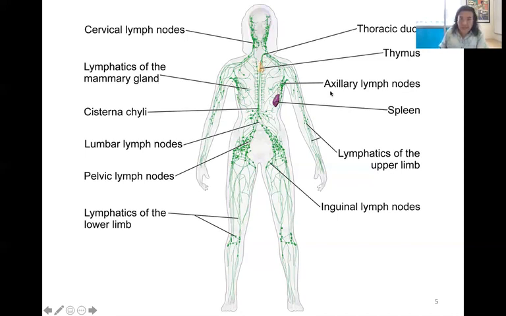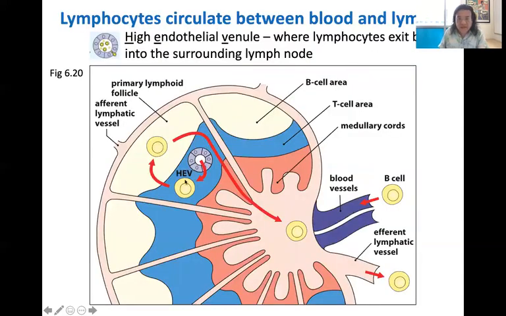Okay, so when you are familiar with lymph nodes, because you say, yeah, I know that during certain types of infections, they get swollen, right? What's that about? That should give you a clue. Lymph nodes are very important in the functioning of our adaptive immune system. So let's take a look here.